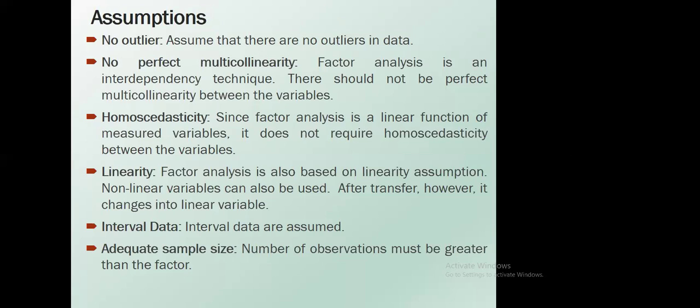Then, since factor analysis is a linear function of measured variables, it does not require homoscedasticity between the variables. Homoscedasticity means equal variances. Normally, when you check for correlation and other things, homoscedasticity is also checked, so you don't need to separately check for this assumption. Then linearity, as I already said, there should be a linear relationship, interval data or metric scale, and adequate sample size, which I have already discussed.